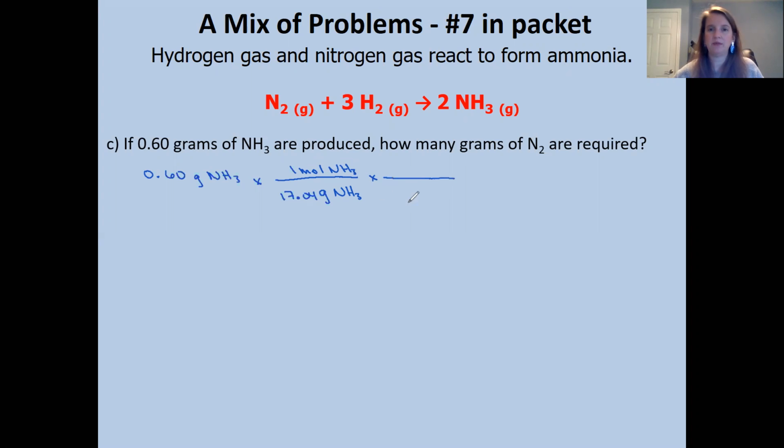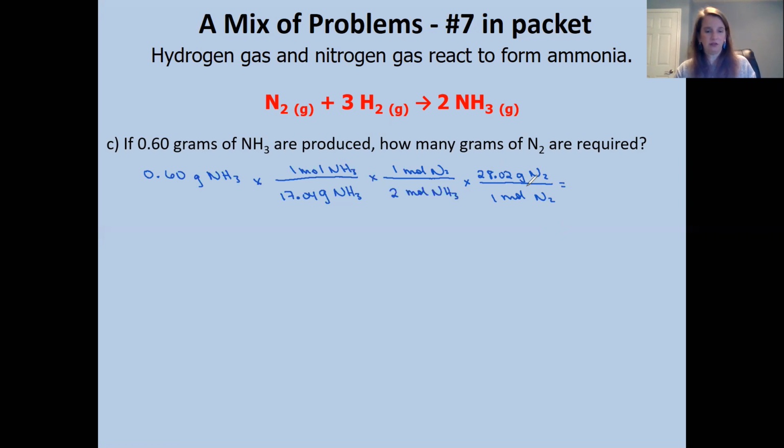Since I've got moles of ammonia, I have moles of ammonia down here at the bottom. And this is where I will be switching from ammonia to nitrogen. So I have to use my coefficients, that mole ratio from the balanced equation. So 2 moles of ammonia are produced from 1 mole of nitrogen gas. I'm not done yet because I'm looking for grams. So I keep going. I've got moles of nitrogen up here. So I have to have moles of nitrogen down here. That means I'm going to have 1 mole of nitrogen. And I'm looking for grams. I know that 1 mole of nitrogen is going to equal 28.02 grams of nitrogen up here.